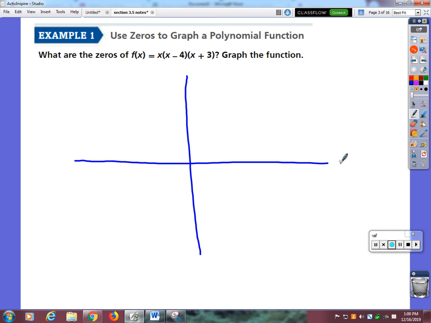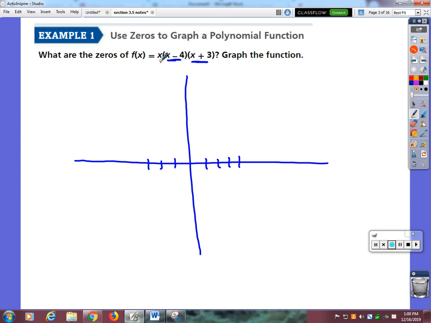If I know that my polynomial is x times x minus 4 times x plus 3, what are the zeros of the function? In other words, what values of x will make the function equal 0? Okay, 4, because 4 minus 4 is 0. What else did you say? Negative 3, because negative 3 plus 3 is also 0. And also good.